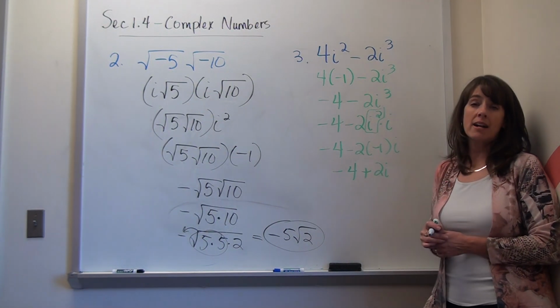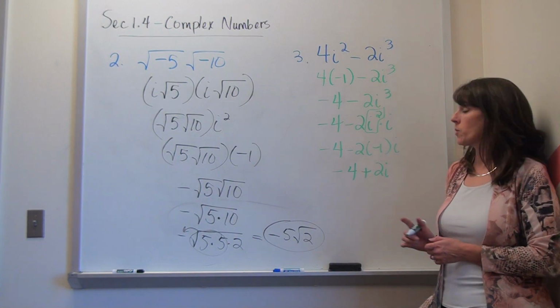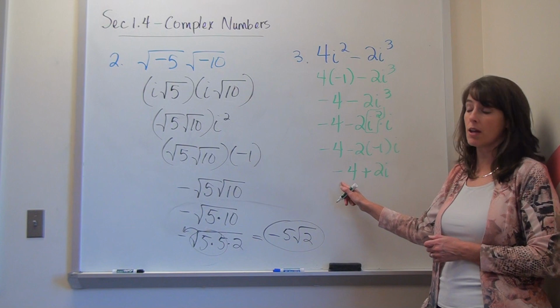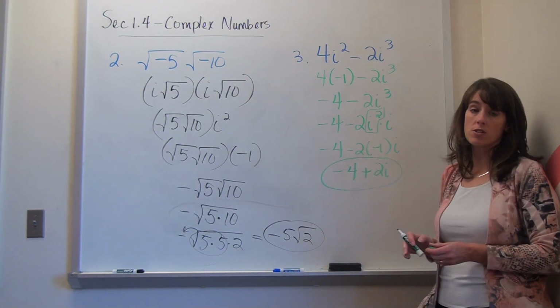And remember, i acts like a variable until you see i squared. So right now it's acting like an x. It's acting like a variable. And I cannot put these two together, so I'm stuck. And that's as good as that one will get.